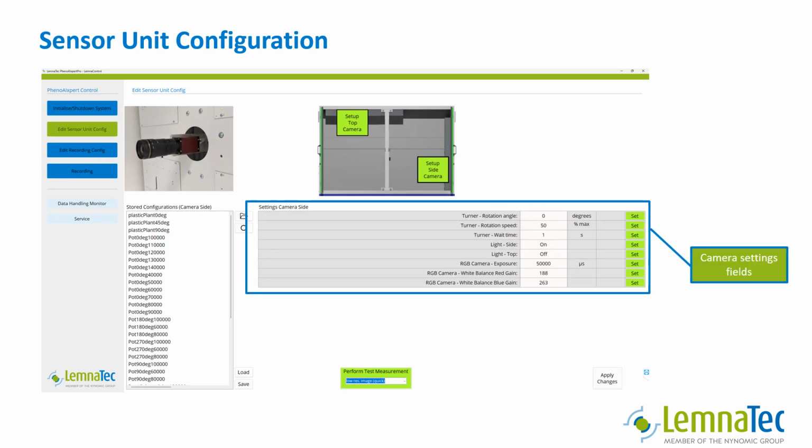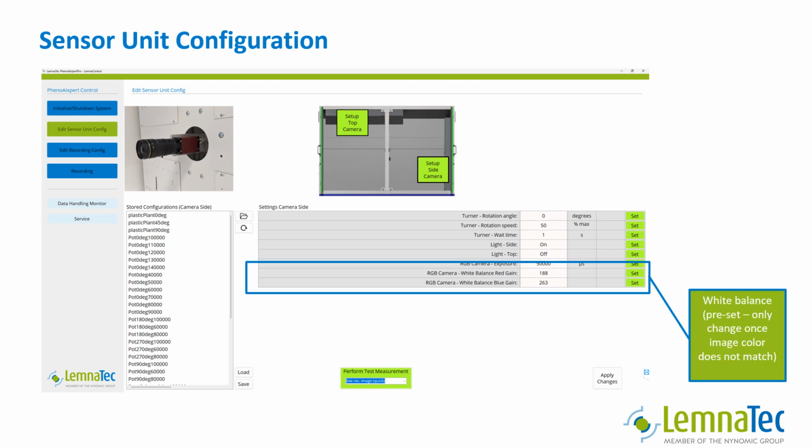After clicking on the camera button, the camera settings fields are shown. Here you can do all necessary settings for operating the camera. On the bottom, there are two buttons for white balance. The values are preset by LemnaTec. Normally, no change is required. Only change them if the color of the images does not match.